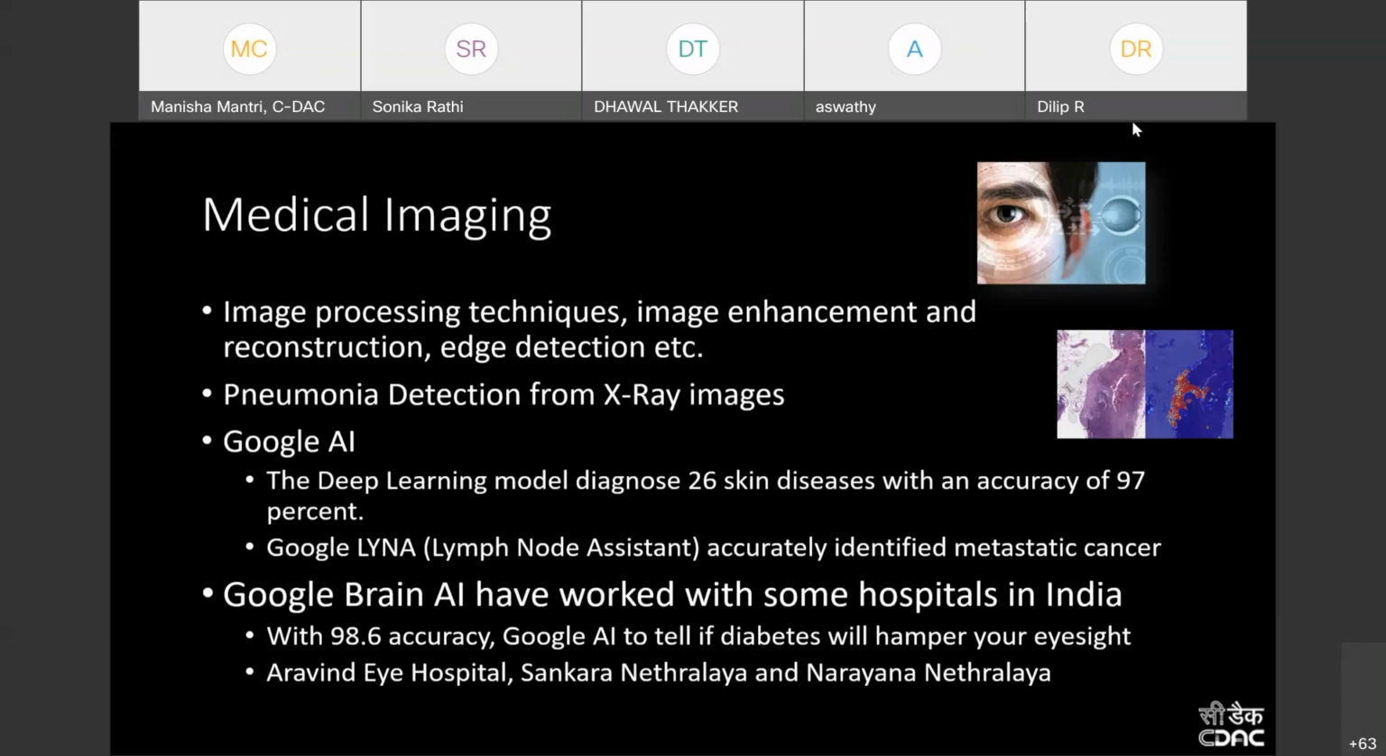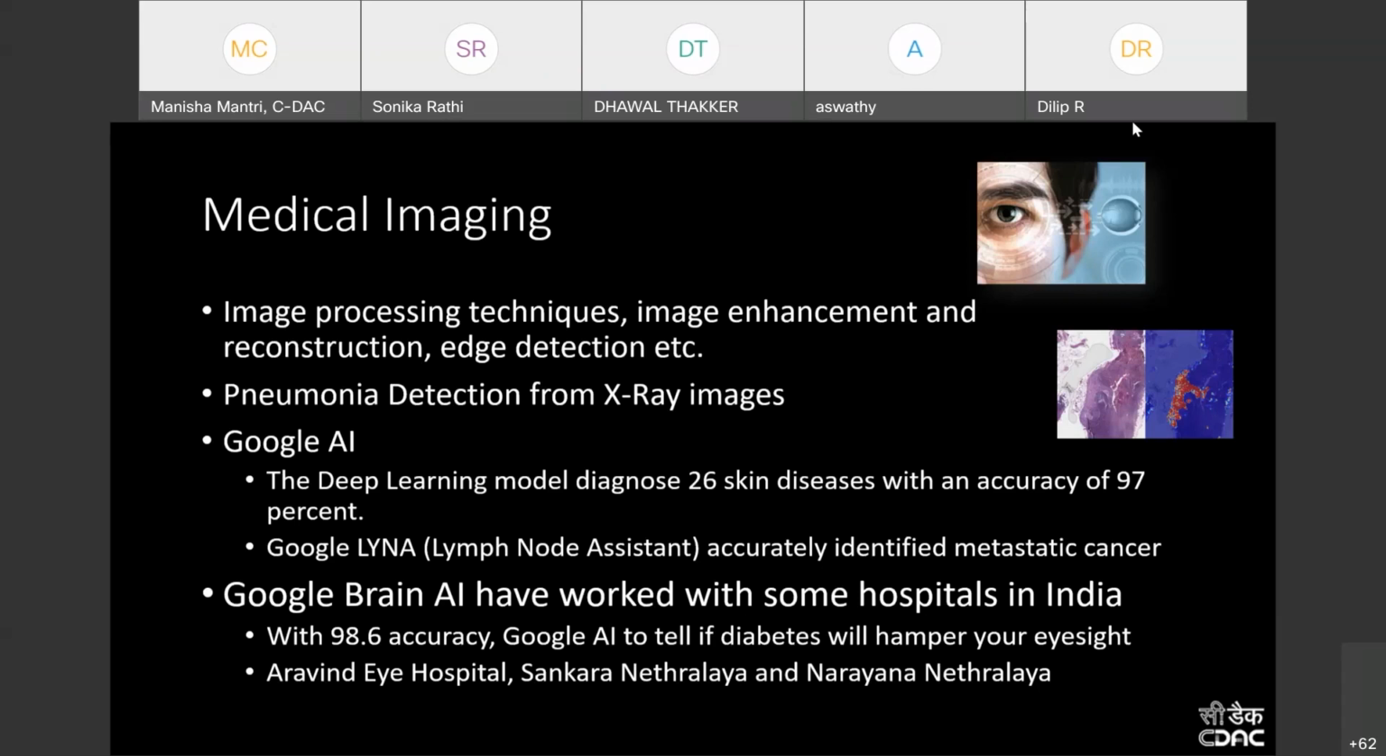A few examples like Google AI. You must have heard that they use a deep learning model for diagnosis of almost 26 skin diseases with an accuracy of 97%. And there is something called Google LYNA, which is the lymph node assistant, which actually helps to identify metastatic cancer, which is one type of breast cancer, with also a 90 plus percentage of accuracy. Even Google Brain AI have worked with some of the hospitals in India, where they have tried to detect if the diabetes will hamper the eyesight of the individuals.